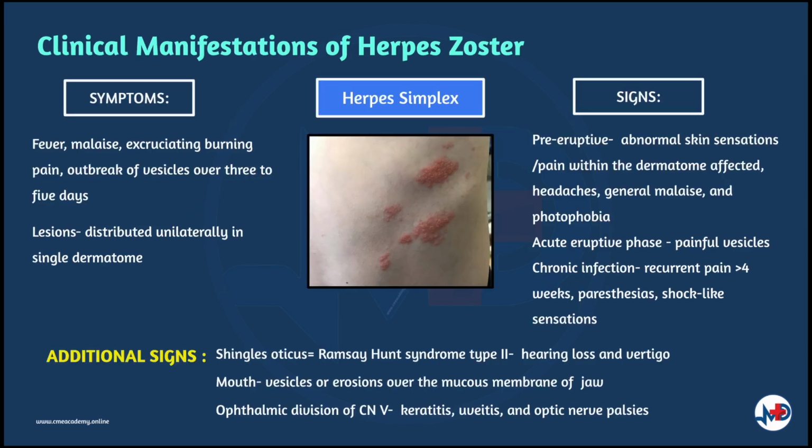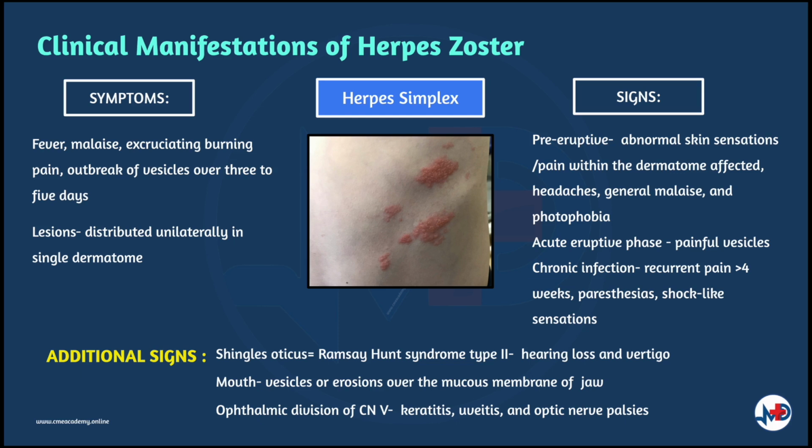Now, we will go through the clinical manifestation of both herpes zoster and herpes simplex infection. Let's begin with the symptoms of herpes zoster infection. Patients will usually complain of fever, malaise, excruciating burning pain, and the outbreak of vesicles over 3 to 5 days, with lesions distributed unilaterally. The signs seen in herpes zoster infection depend on the phase the disease is in. There are 3 phases. Firstly, you have the pre-eruptive phase, where there will be abnormal skin sensations or pain within the affected dermatome, as well as photophobia. Secondly, there is the acute eruptive phase, where there will be the presence of vesicles and symptoms.